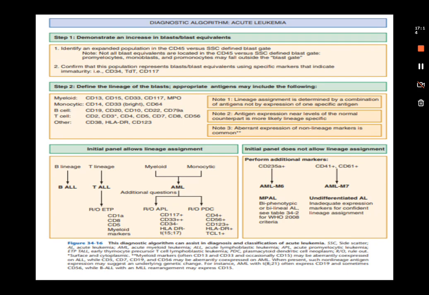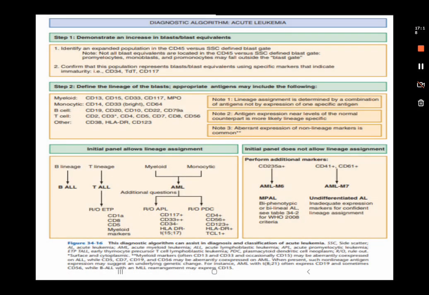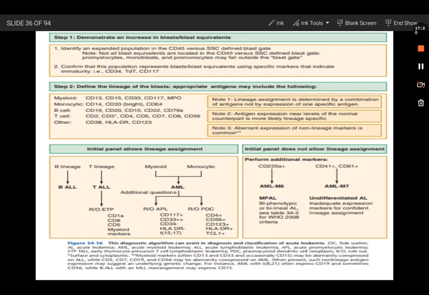When you use flow cytometry for diagnosis of acute leukemia, there is a diagnostic algorithm that you can follow. First, you demonstrate that the blasts have increased, so you do the blast gating. You define the blast gate using CD45 versus side scatter, and you apply markers of immaturity to see that this is in fact a blast population. You use specific markers of the blasts only.